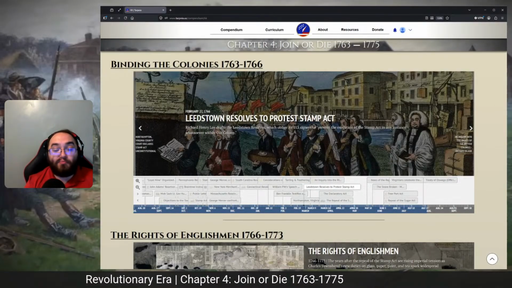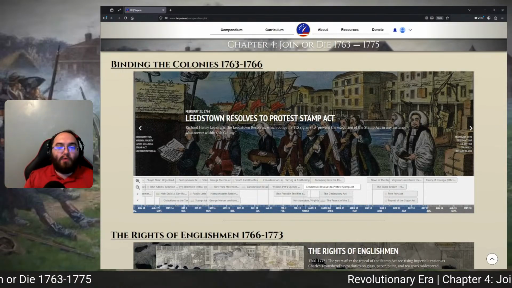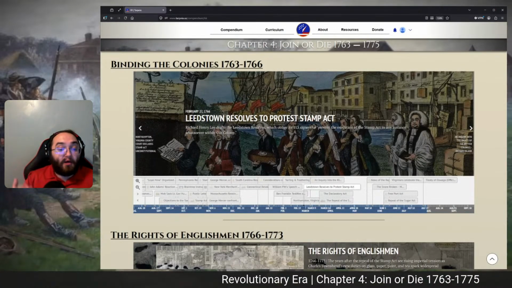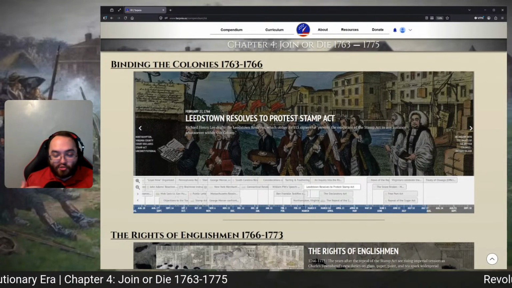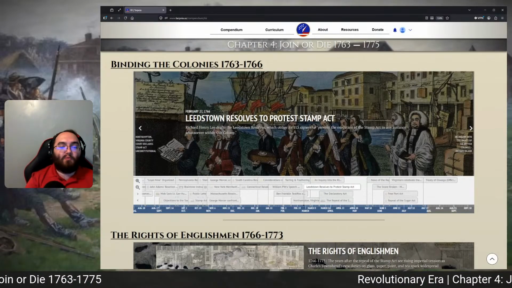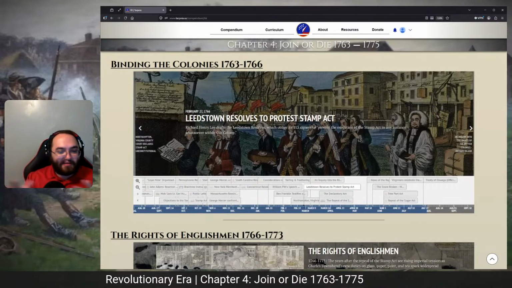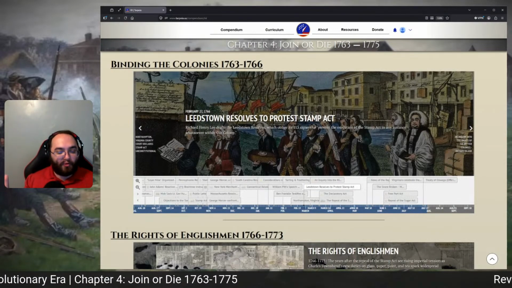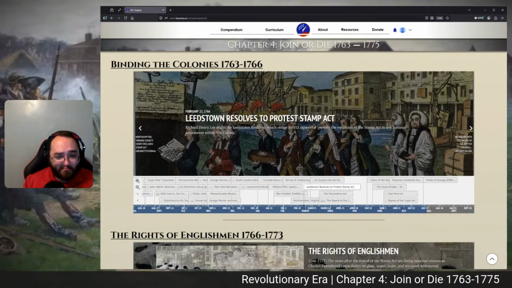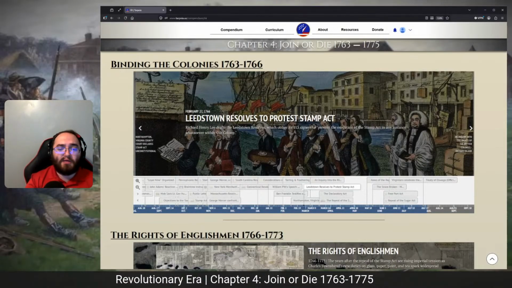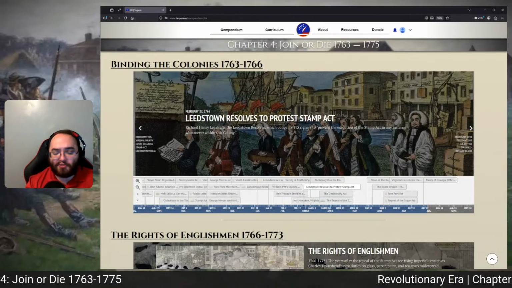Leadtown resolves to protest the Stamp Act. Again, you have local engagement, local protest, local demonstrations of not enforcing the law, which will contribute to the American Revolution and the War for Independence. So again, it's not a top-down approach. It's a mix. You do have some elites, the wealthy of colonial society, who are against British authority, but you also have many, many local leaders and people of the communities, the common folk, who will participate in these demonstrations.